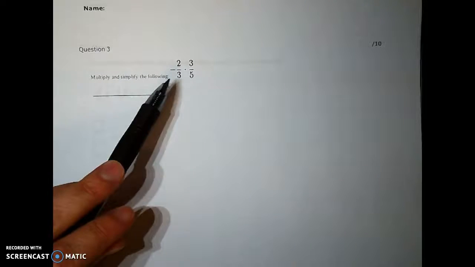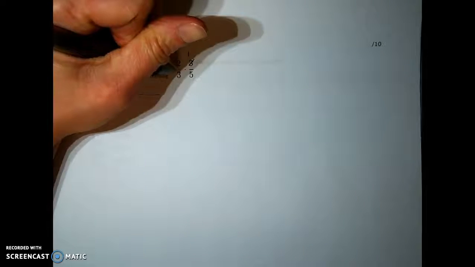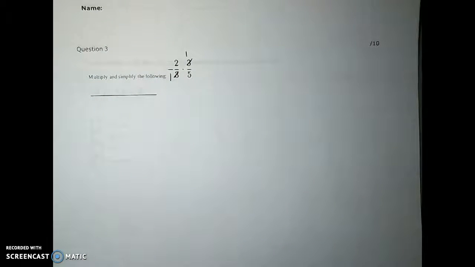Now the next example says multiply and simplify the following, -2/3 times 3/5. So the first thing we want to ask ourselves is if this answer is going to be negative or positive, and we know that a negative times a positive gives us a negative, and then we want to see if there's anything we can cancel out. So I see that across both of my fractions I have 3, so I'm going to cancel those out. 3 divided by 3 gives me 1. And then 2 and 5 have no common factors, so I can't cancel those out.